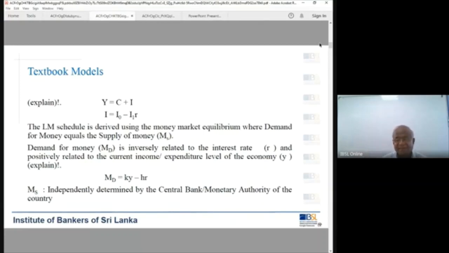Again, income and demand for money. Why? Demand for money has a positive relationship with income. The higher the income, the higher the demand for money.